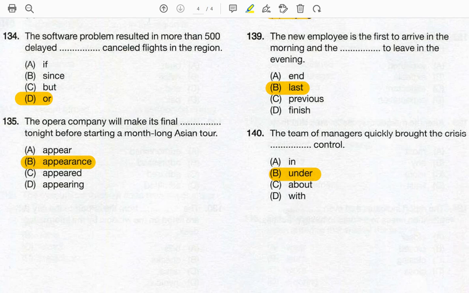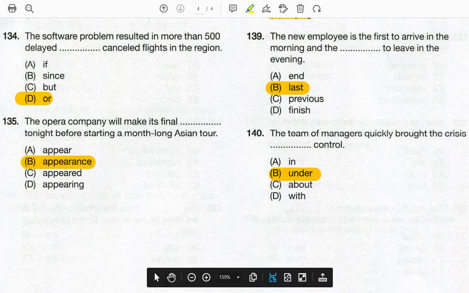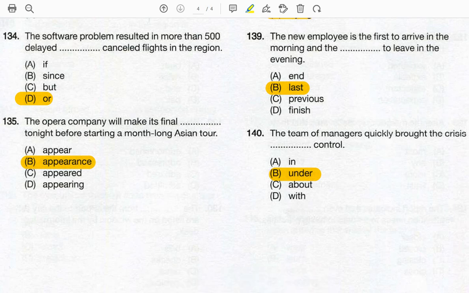Next, the new employee is the first to arrive in the morning and the last to leave in the evening. Actually, here, last is the appropriate word. Here, the word last is an adjective describing the new employee. A option and is a conjunction. The option previous implies one before, which doesn't make sense in this sentence. And D finish is a verb.